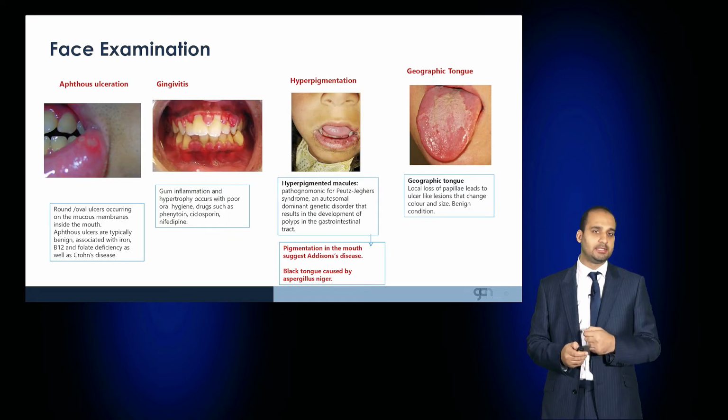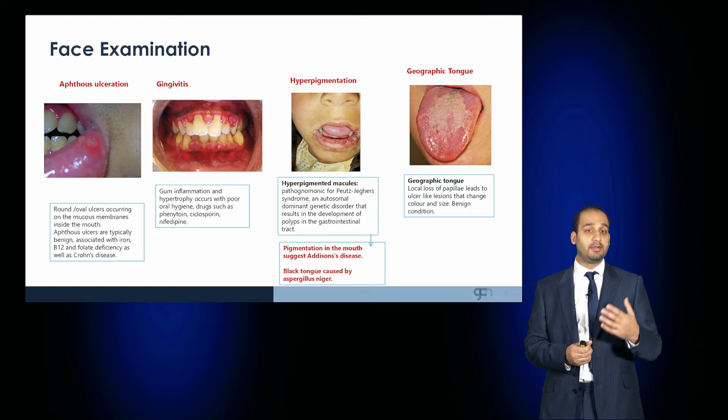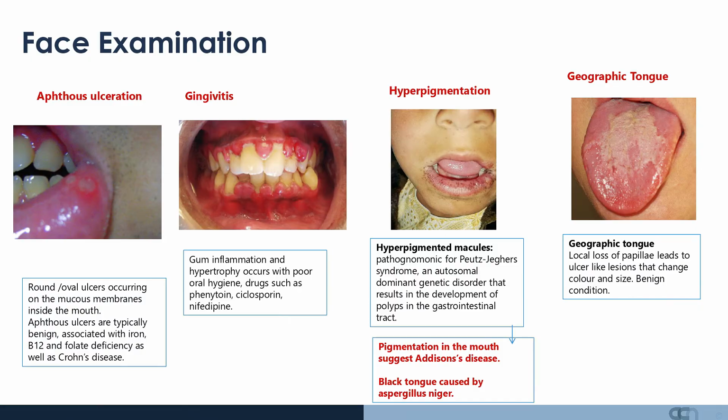There are some other signs in the face. Aphthous ulceration inside the mouth may be as a result of inflammatory bowel disease, B12 deficiency or folate deficiency. Gingivitis: it's important to inspect the gums. Any signs of gum inflammation or hypertrophy may be as a result of poor oral hygiene, but can also be as a result of drugs such as cyclosporine, which may be given to patients who have had a transplant. Other drugs such as phenytoin and nifedipine can also cause gingivitis.